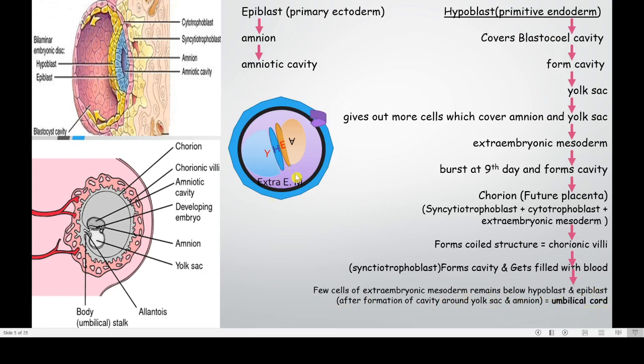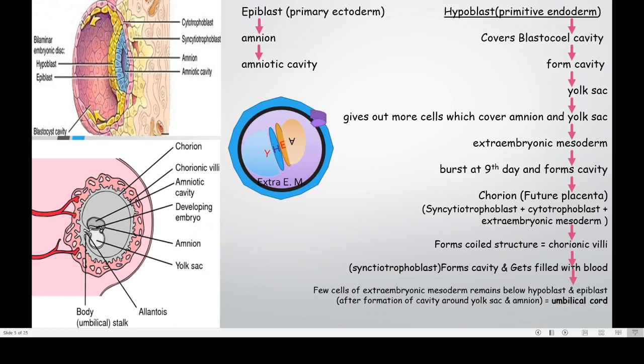That means I told you some or few cells of extra embryonic mesoderm remain over here below the hypoblast and epiblast, and whatever cells remain here will contribute to the formation of the umbilical cord, right?